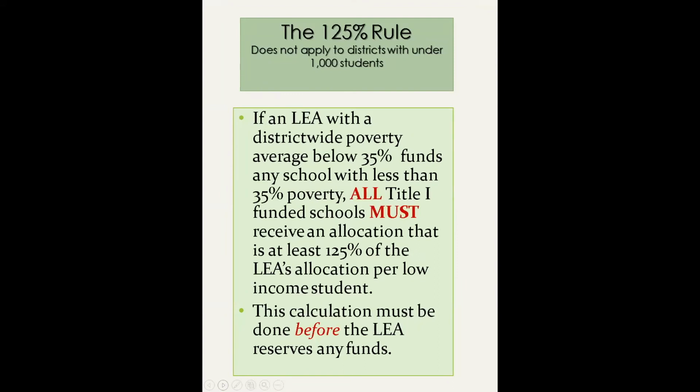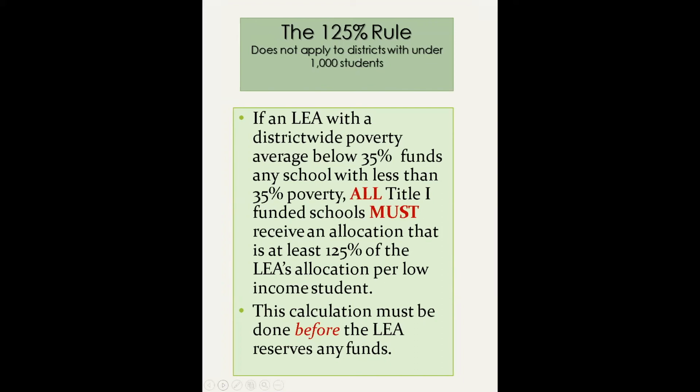And again, this is the idea of pushing the schools to where the highest poverty is. If you have a district-wide poverty rate below 35%, then you would have schools that might have a poverty rate below that. If you're below that rate, then all your Title I funded schools have to receive an allocation of at least 125% per low-income student. So basically what that means is, before you take any funds off for things like administrative costs, you have to consider how you're going to meet that 125% rule. So that's just one of the ways that they try and push the money to the schools in highest poverty.